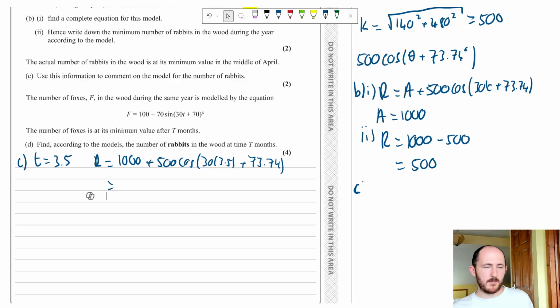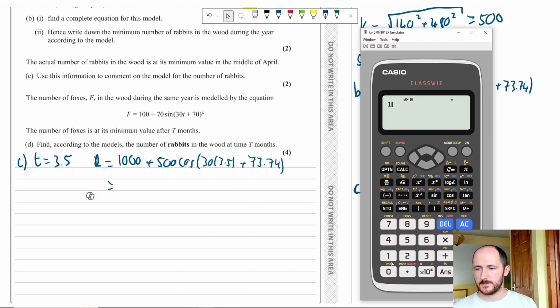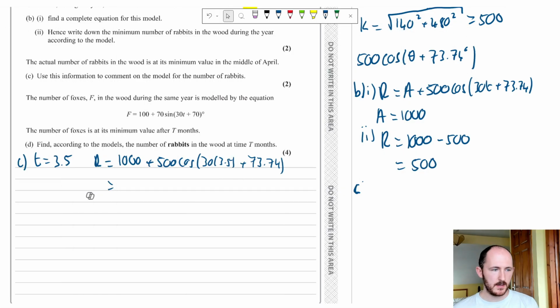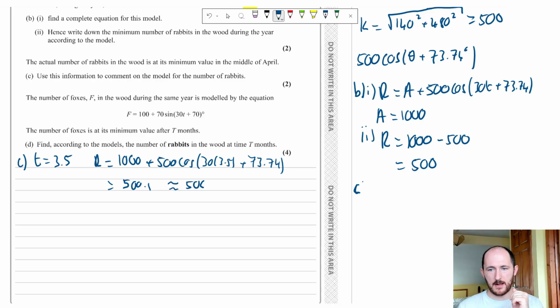Again, if this gives us a number very, very close to 500, which is our minimum number of rabbits over here, then it is a reliable model. If it's far away, then it's not. Cos 30 times 3.5, okay, so 500.1. That obviously we can't have a tenth of a rabbit, hopefully, anyway. So when we round it, it's 500 rabbits. Therefore, it's reliable because it's close to the actual minimum.